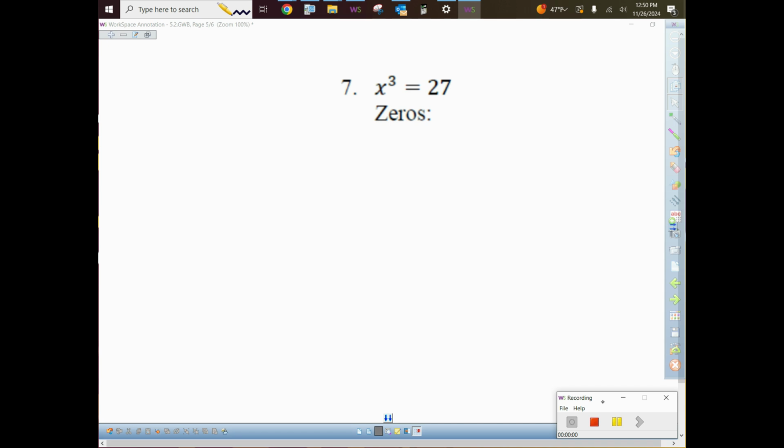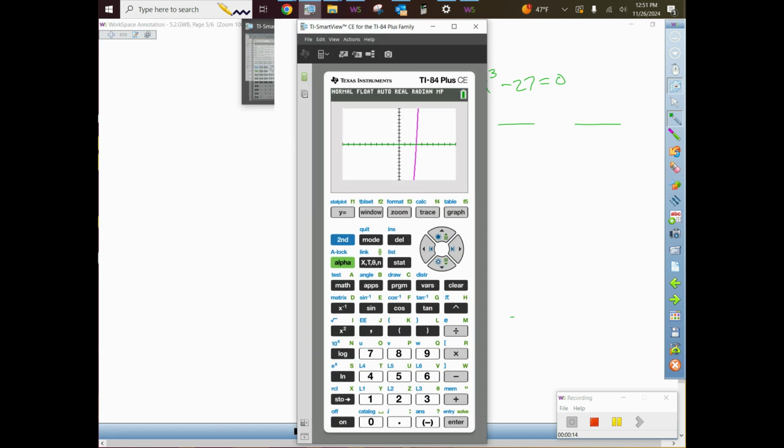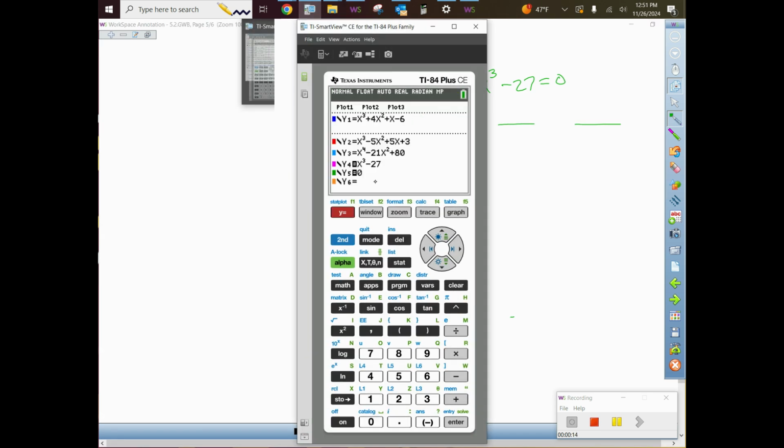Then on this last one here, we've got a 3rd degree polynomial, but it's not equal to 0, so I will get it equal to 0 by subtracting 27 over. Since it's a 3rd degree, I will have 3 zeros. Graphing that, I got y equals x cubed minus 27 graphed, and I'll hit zoom 6, and what I see is that pink function only crosses the x-axis once, so I'm going to trace it at 3.